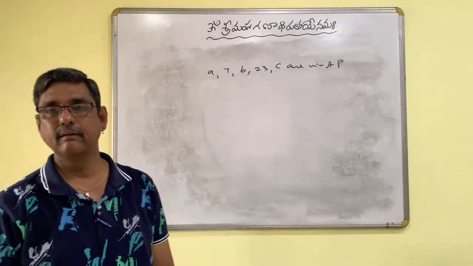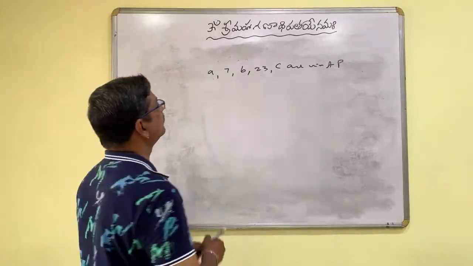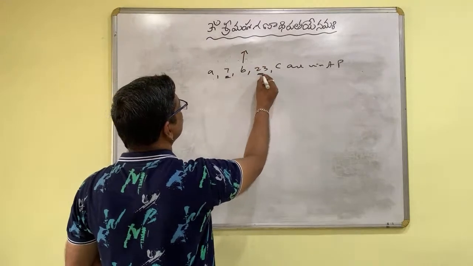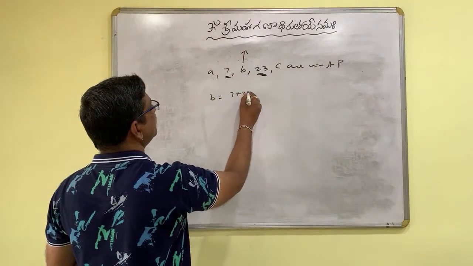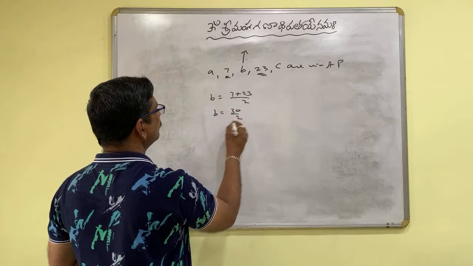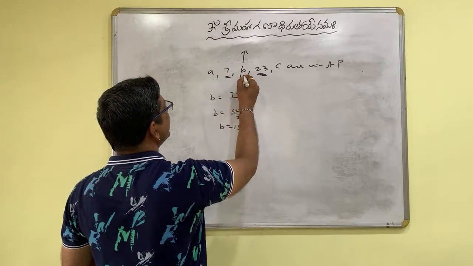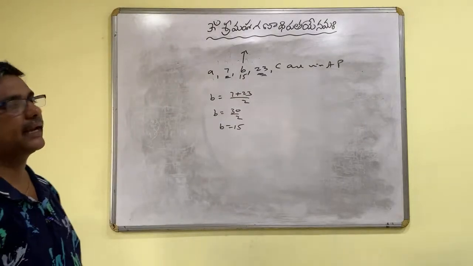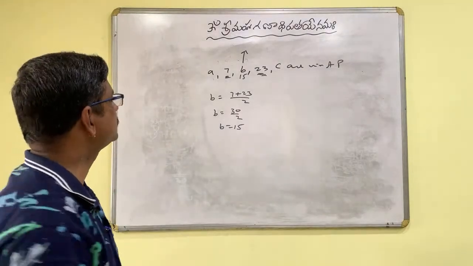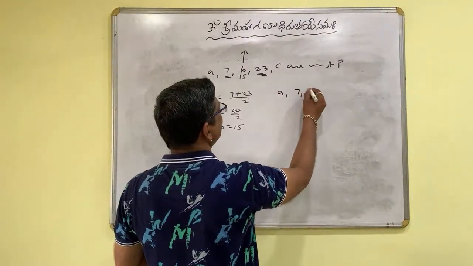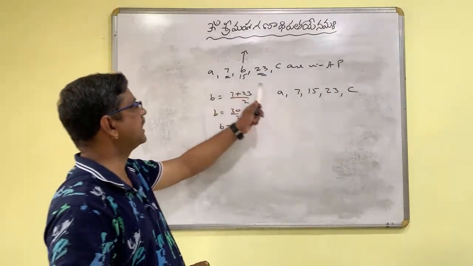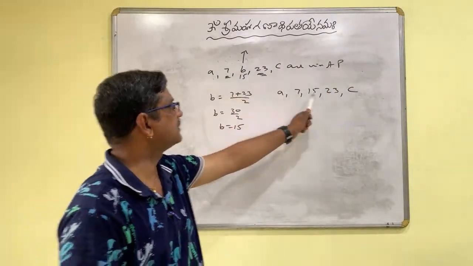ఇందాకే చెప్పాను, ఎట్లాగా చూడండి ఇప్పుడు. B is the middle term of these two. So B is arithmetic mean of 7 and 23. 30 by 2, 15. So B I got 15. Okay na? Now next. So now what it becomes? A, 7, 15, 23, C. Now it becomes, since we got B value, now this pattern becomes like this.